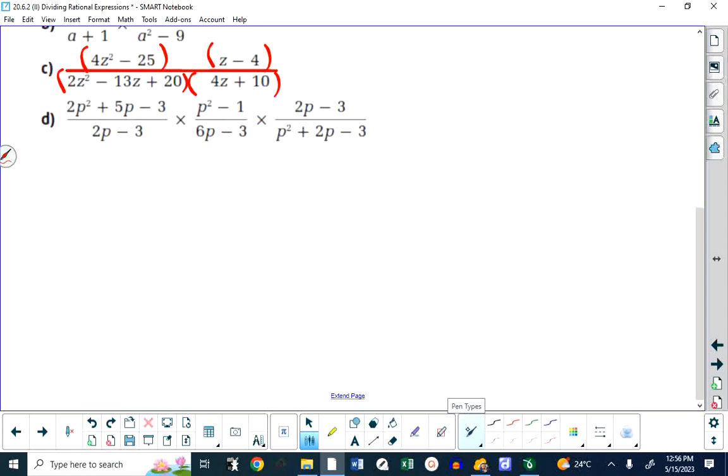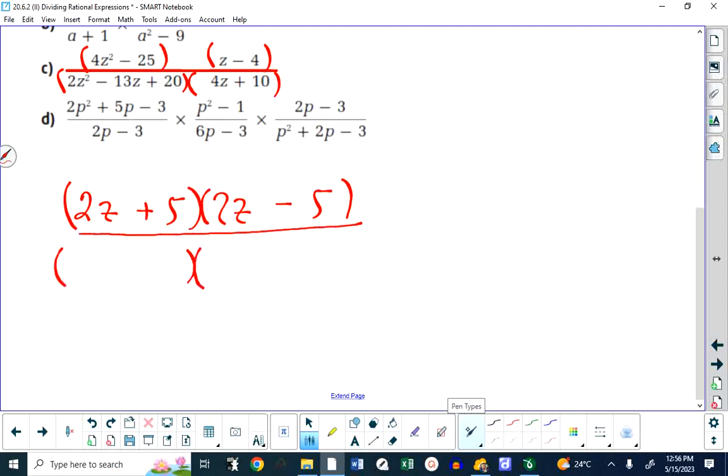So you should recognize 4z squared minus 25 as a difference of squares. Because 25 is a perfect square of 5, 4z squared is a perfect square of 2z. The most difficult one to factor is the denominator of the first expression, and I'll get back to that. We also have z minus 4, that's already done, and we also have a 2 that I can factor out of the 4z plus 10 and have 2z plus 5.